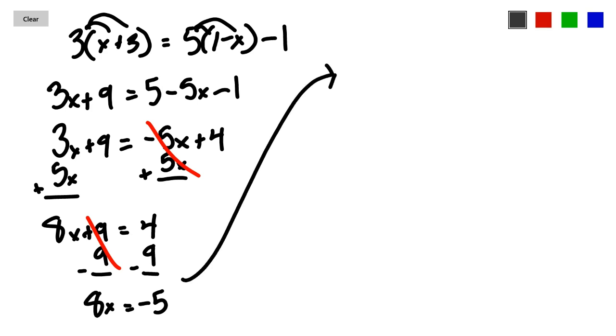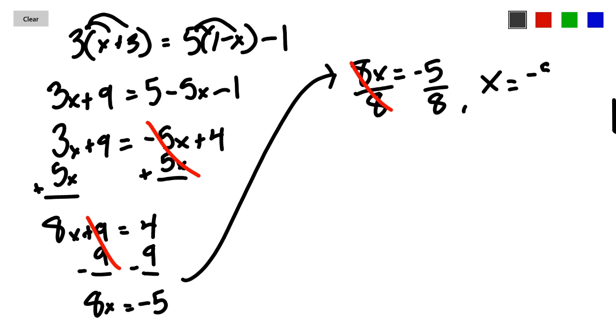So bringing it up right here. And then the last step that I need to do is divide both sides by 8. So 8 over 8 is 1. 1 times x is x. So I have x is equal to negative 5 over 8.